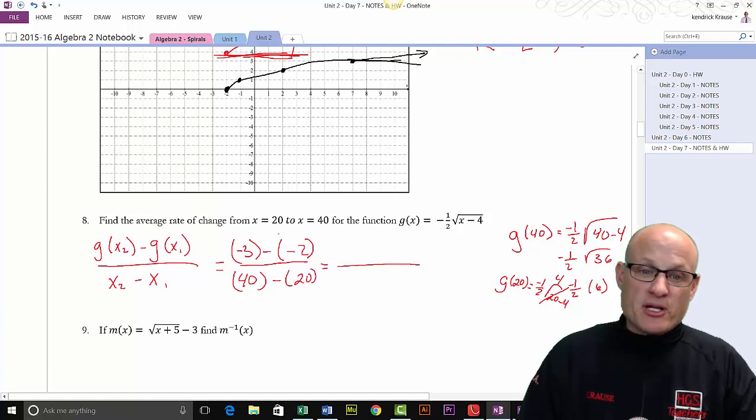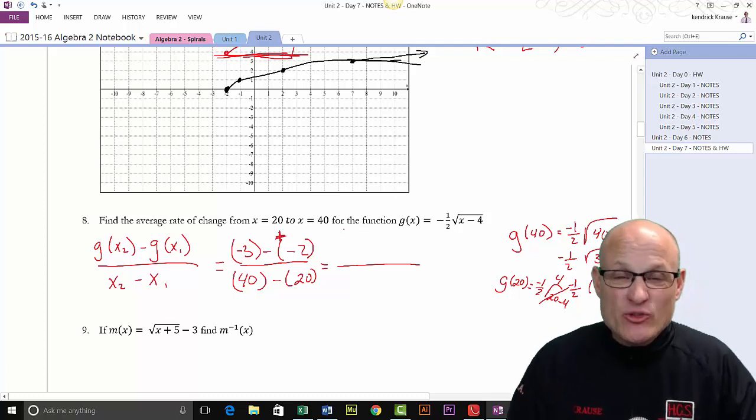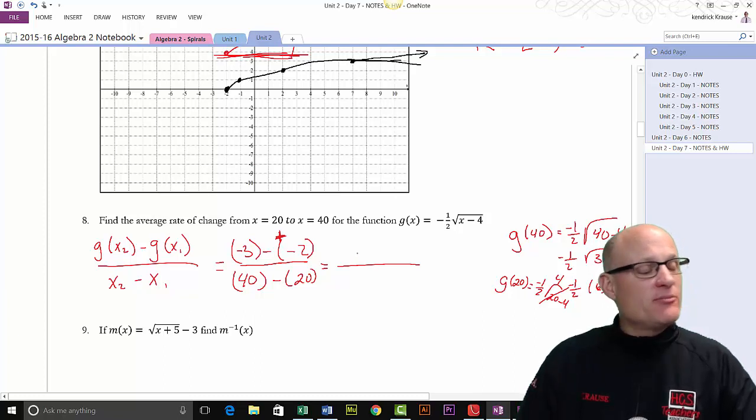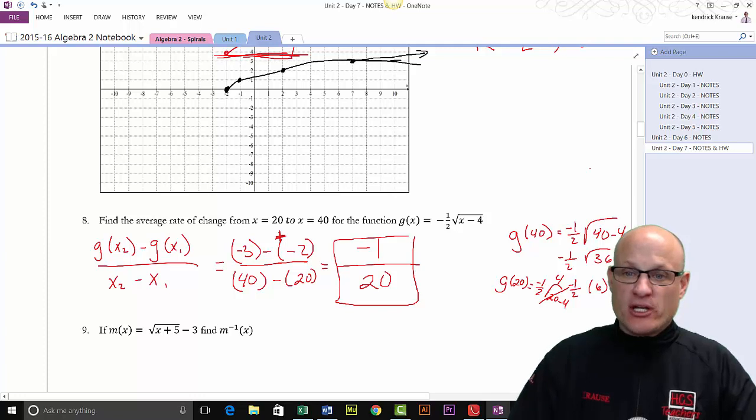So in the numerator, this becomes a plus. Be careful with your negatives. Always substitute in using parentheses, please. So negative 3 plus 2 is negative 1 all over 20, and there is your average rate of change.